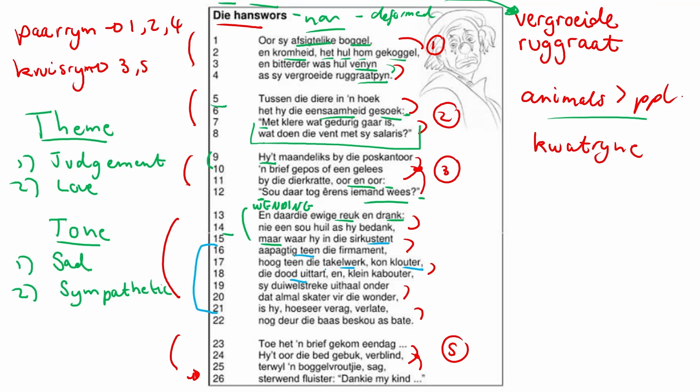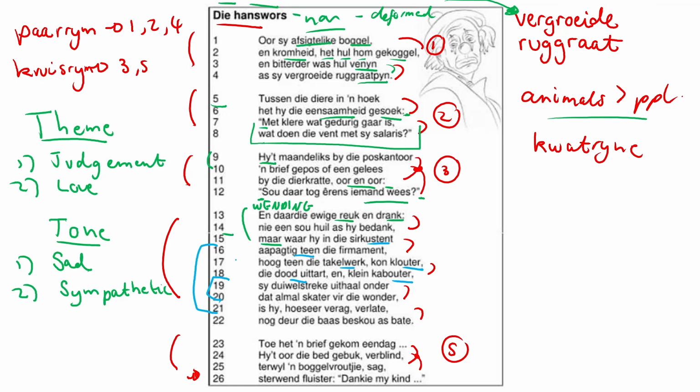Line 18, dood uitdaag, he taunts death, meaning that he does all these death-defying tricks. Kabouter, a goblin. This is a small, funny, and naughty creature. So he's being compared to this goblin, and he's quite small in his stature. Line 19 and 20, people laugh really loudly at his devilish tricks, and they're very impressed by it.